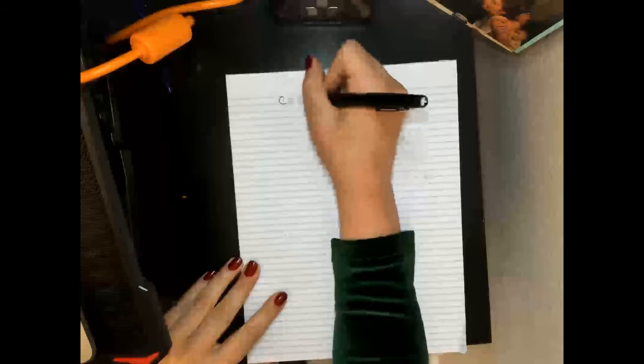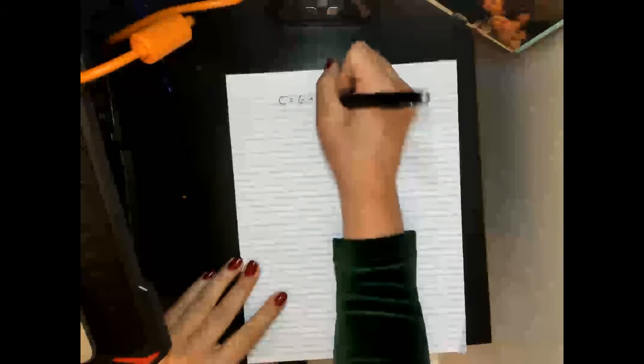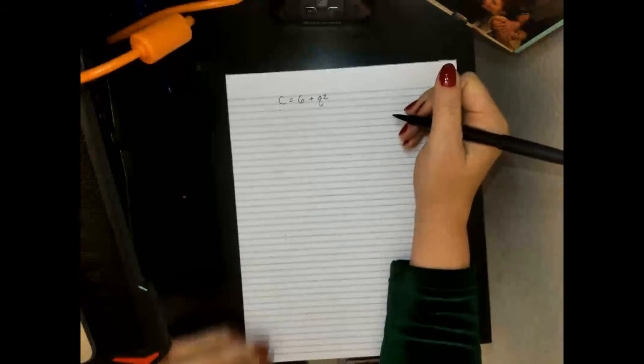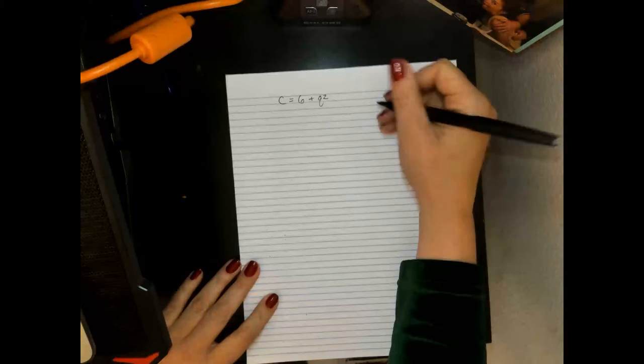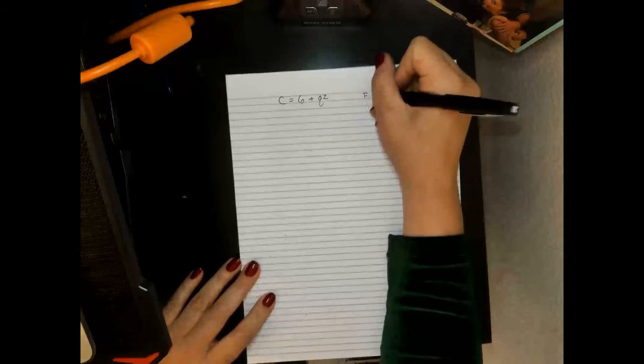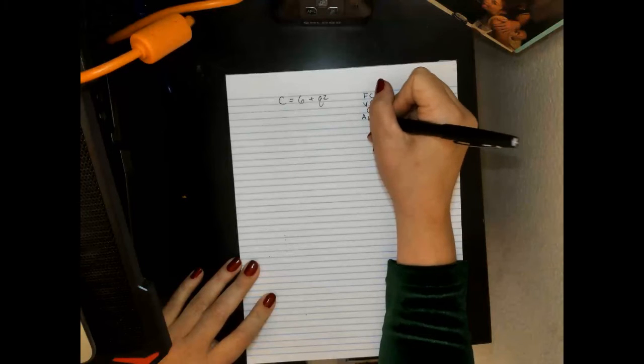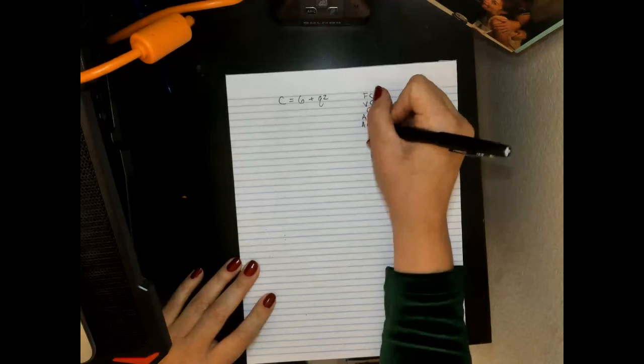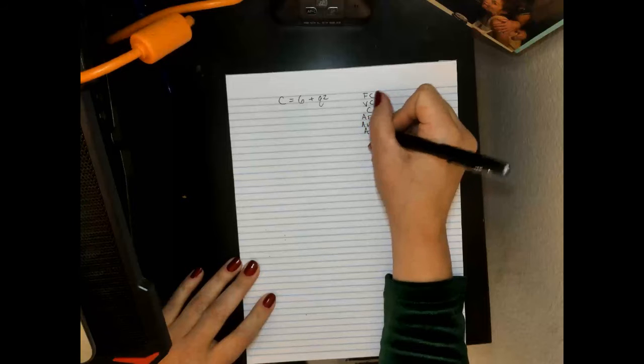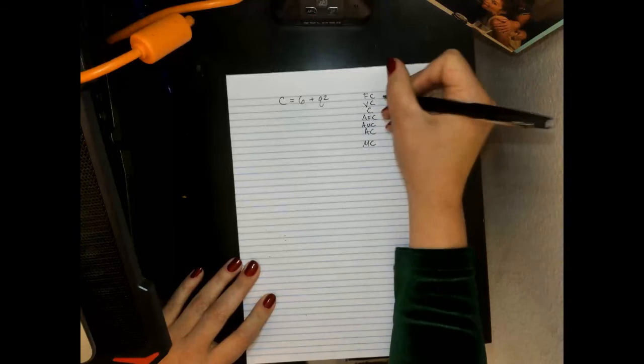Okay, so this problem starts with us getting a cost function. The cost function is some version of this. So a constant plus q squared. And then we have to find fixed cost, variable cost, average fixed cost, basically all the different cost curves. So I'm going to just write them out here. So fixed cost, variable cost, total cost, and then average fixed cost, average variable cost, and then average total cost, and then of course marginal cost.